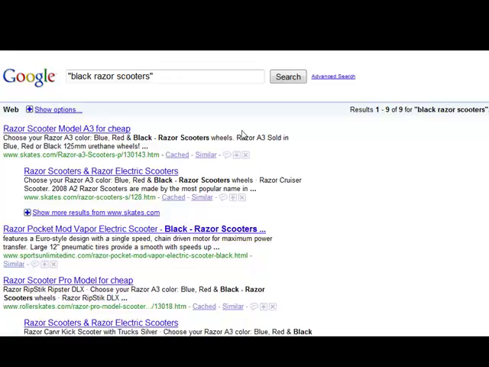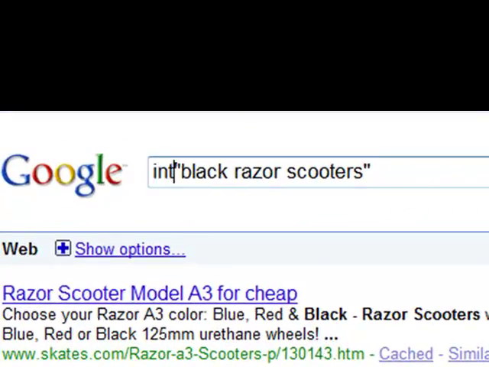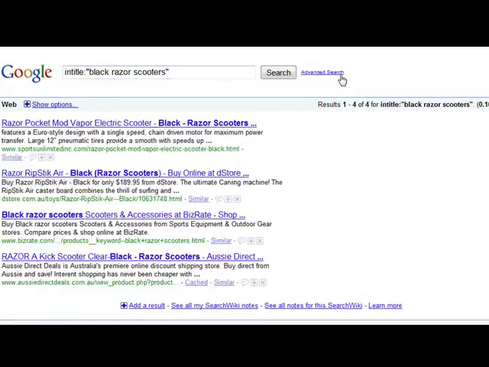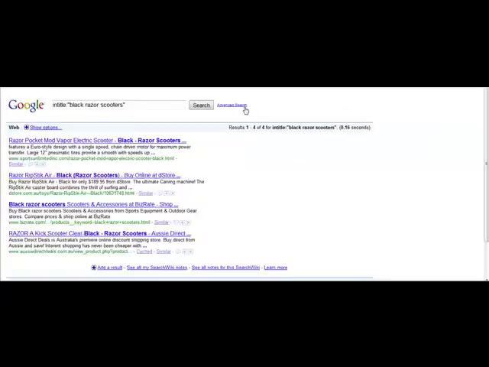Now, if you really want to know how strong your competition is, Google lets you type the words intitle and a colon in front of your keyword in quotes, and then you will know how many people use Black Razor scooters in the title. And you're going to see later on when we actually write our articles, I'm going to tell you always put the keyword in the title. So let's see how many people put the keyword in the title. Only 4. So that is another way to tell what kind of competition there is.